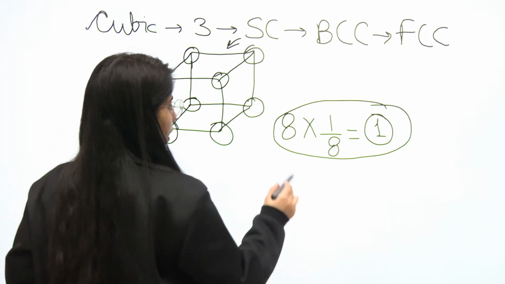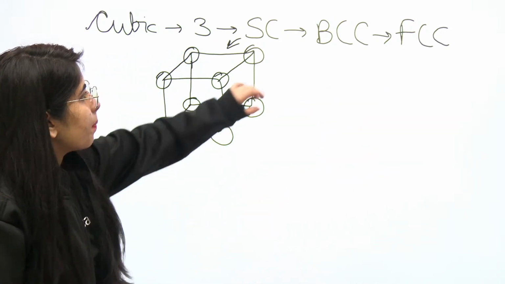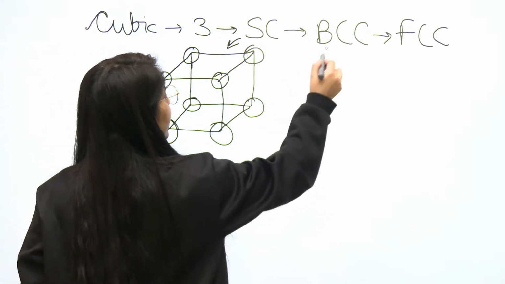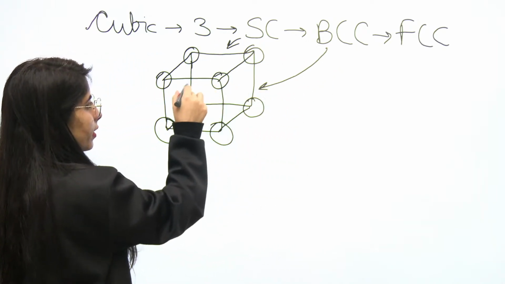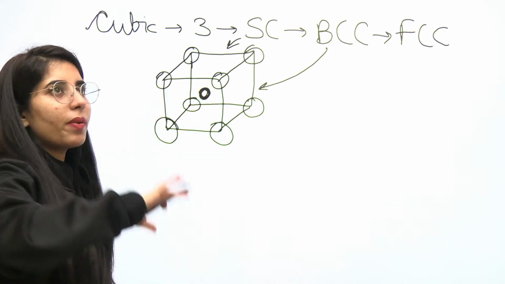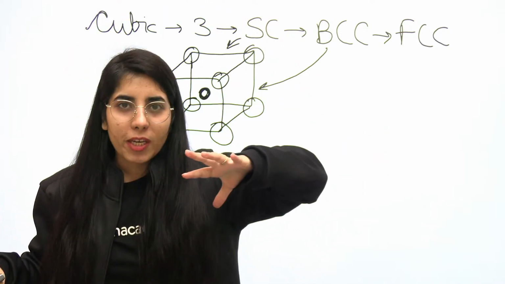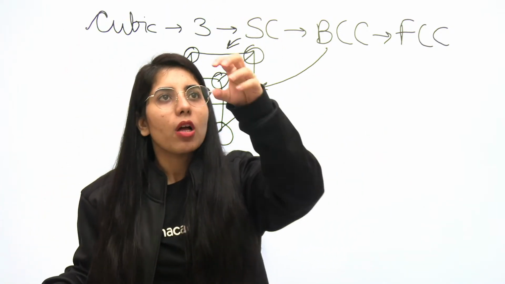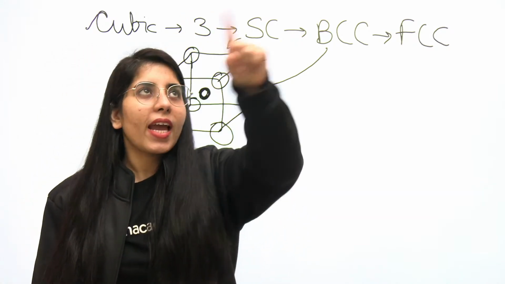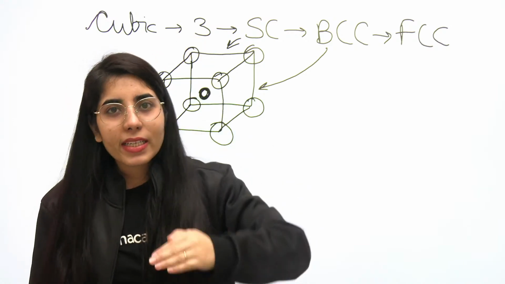Now the other point, that is the BCC case. BCC means body-centered cubic, which means an atom at the body center of this cube, exactly at the center of the cube. Let's say this is a room, and this room is in the shape of a cube. Now at the center of this room, we are going to have 1 atom, and at the corners, we are having 1 atom each. So this center atom is completely within this room.